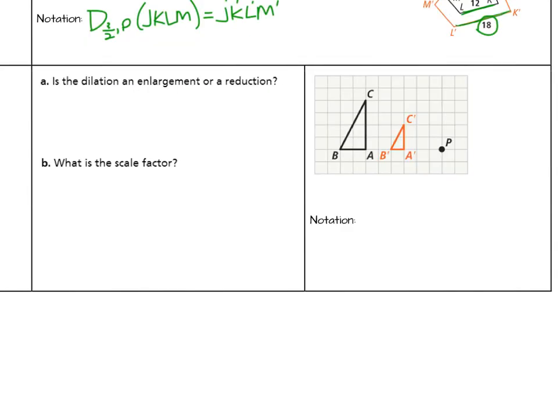The nice thing about dilations is you only get 2 choices. It's either going to get bigger or smaller. That's it. So for the picture on the right, it says, is the dilation an enlargement or a reduction? When we look at ABC prime, notice that's smaller than ABC. That would make this dilation a reduction. The image is smaller.